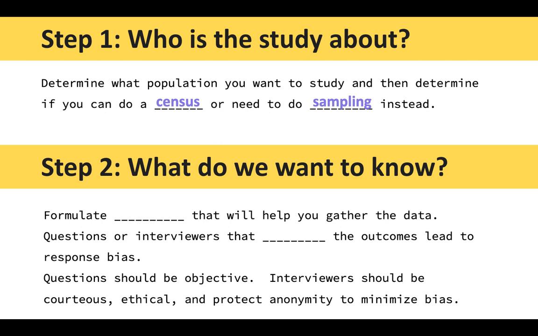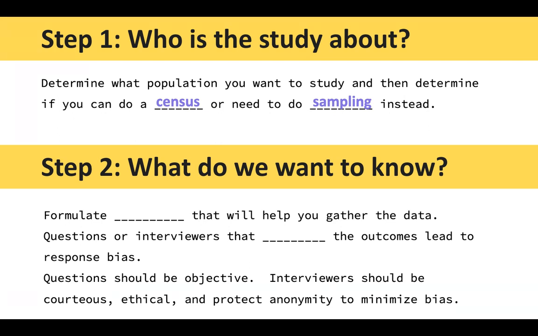And we talked about these two words last class. We talked about census being the entire population, and a sampling meaning that I take some kind of sample from my population and talk to just that sample. So that's step one. Figure out who your study is about and decide whether you're going to do a census or if you need to do a sampling.